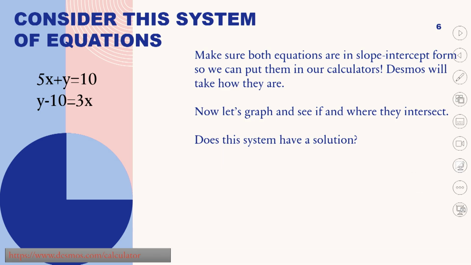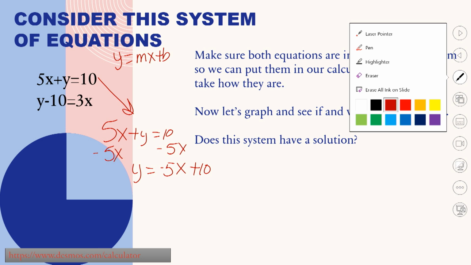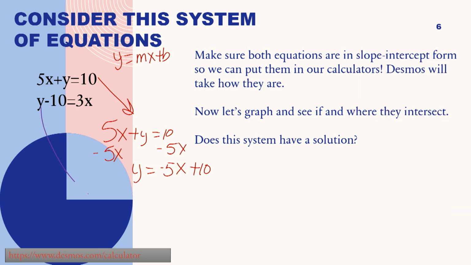So the first one I'm going to do in red. I have 5x plus y equals 10. I want to get y equals mx plus b, so I'm going to subtract 5x on both sides. y equals -5x plus 10. So we've got that first one. Now let's look at the second one, and I'm going to do it in purple.